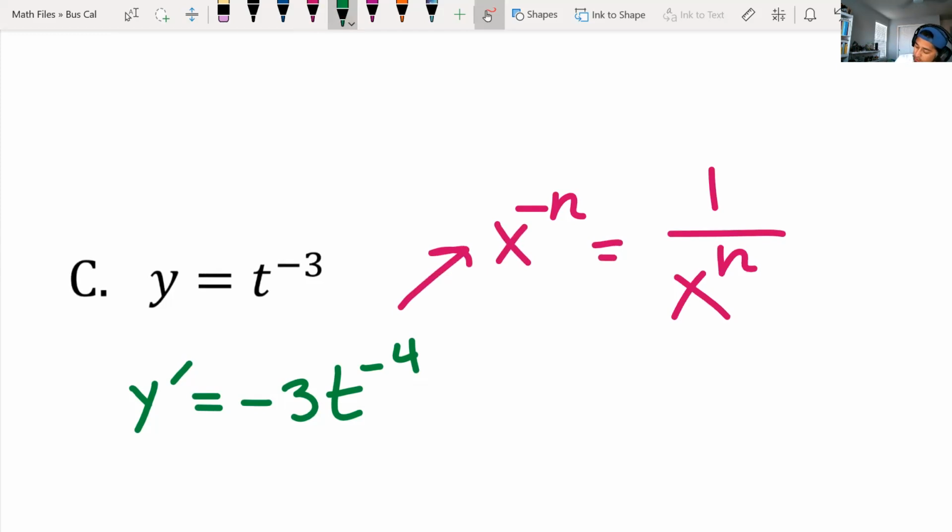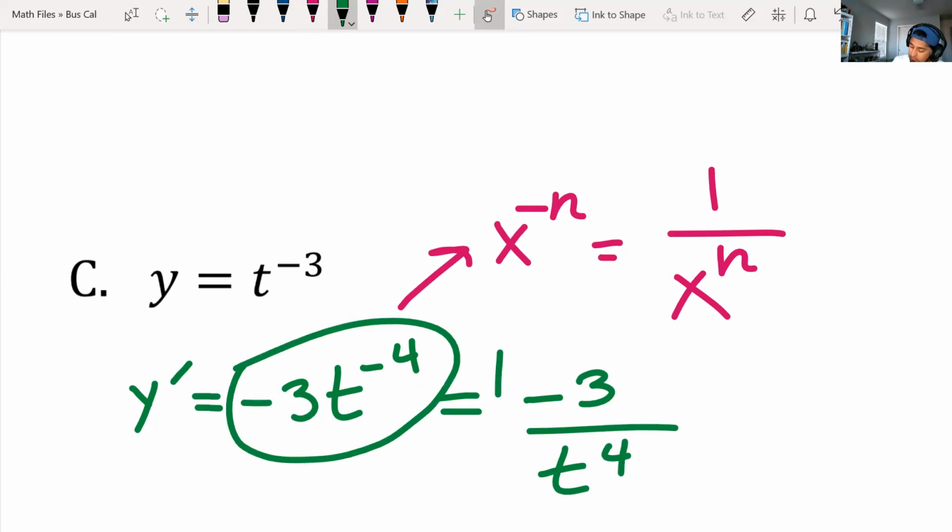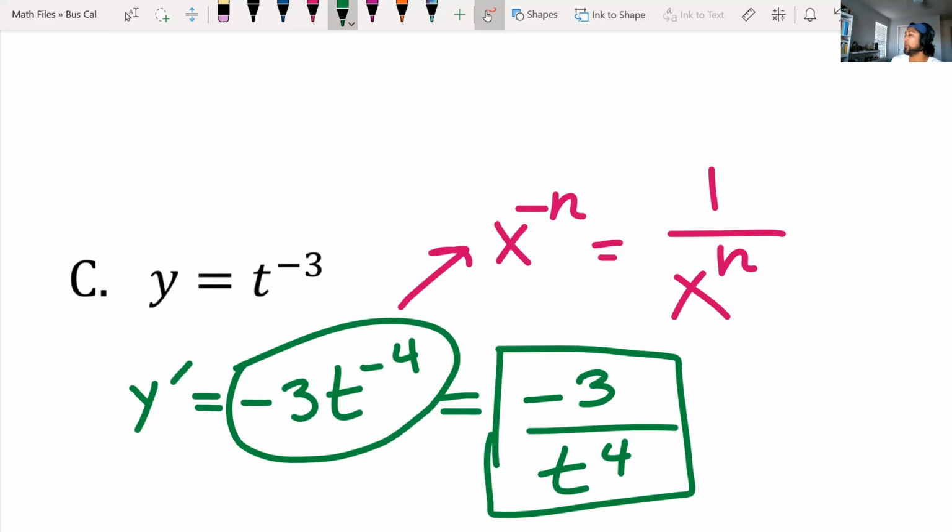Yes. So our other possible answer is negative 3 over t to the fourth. So this one's good, but it could also be this one. Just know that they are equivalent. And I don't know which one my math lab's going to ask for. Just know that they both mean the same, and you can rewrite them either way. All good?